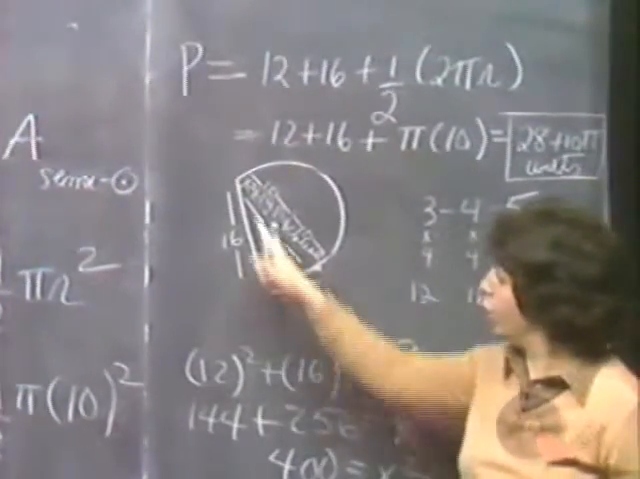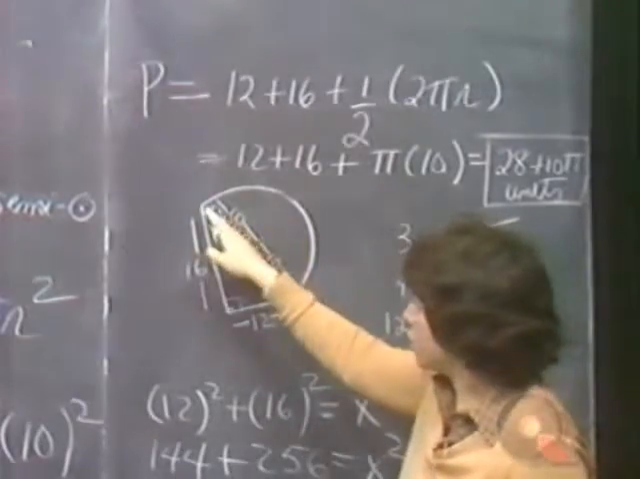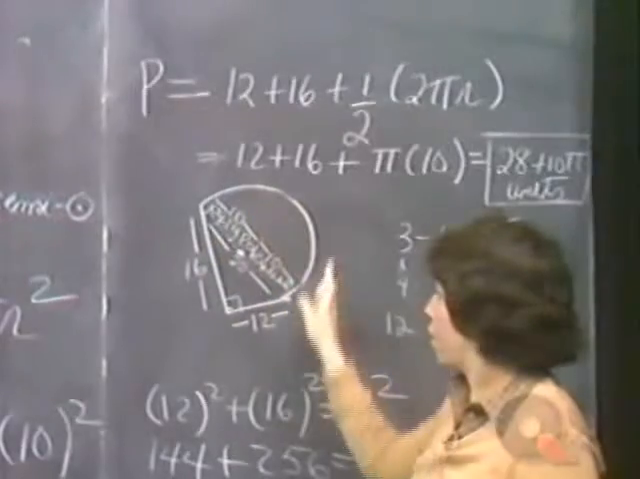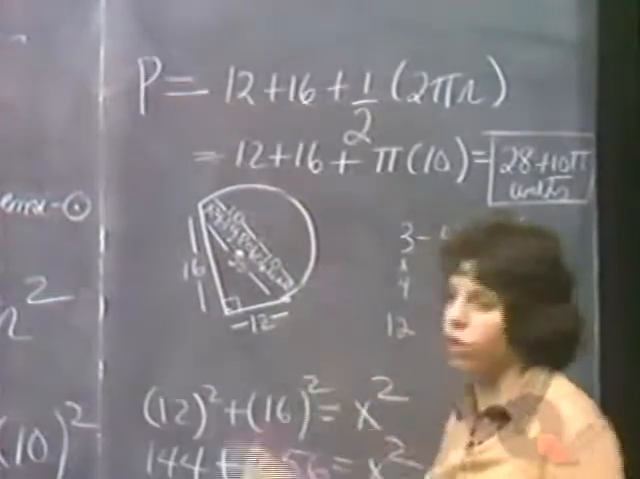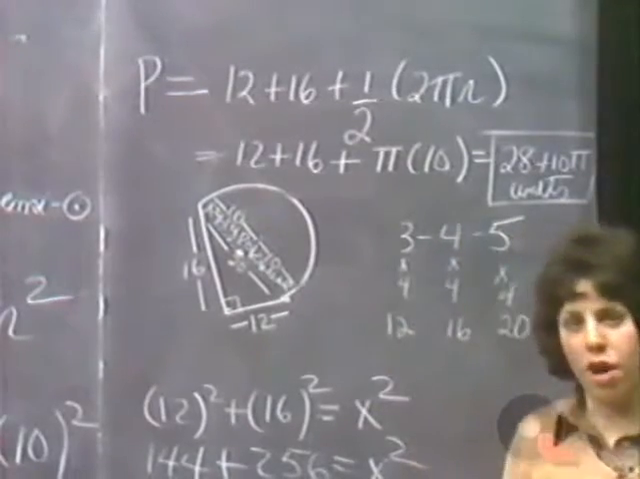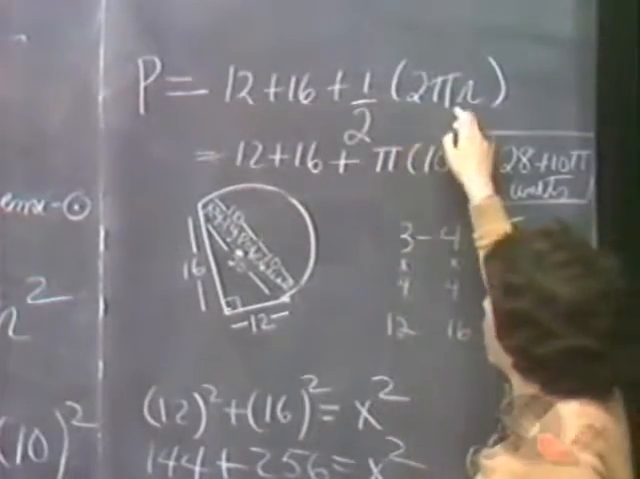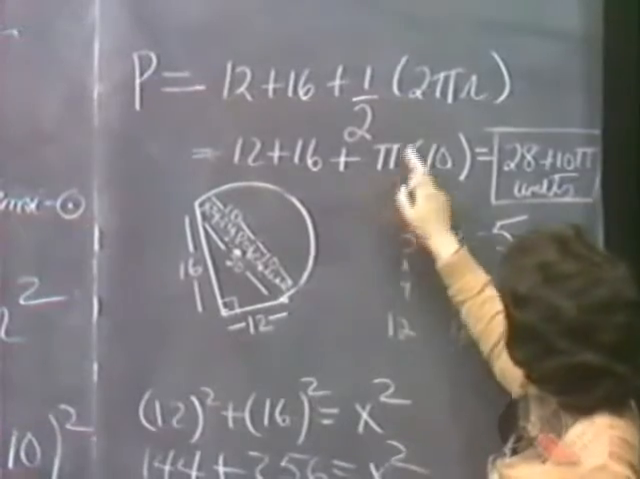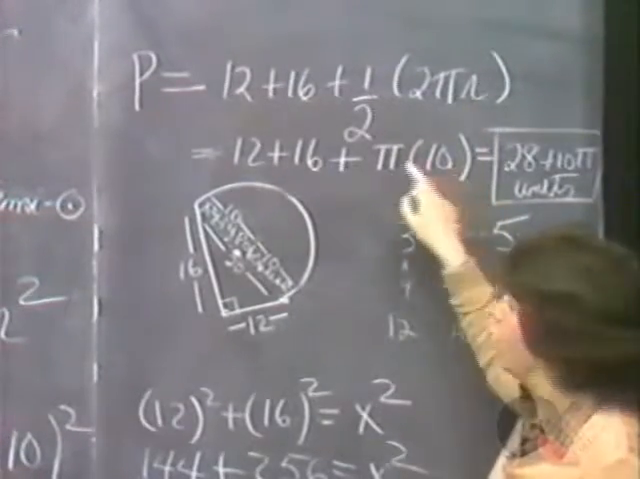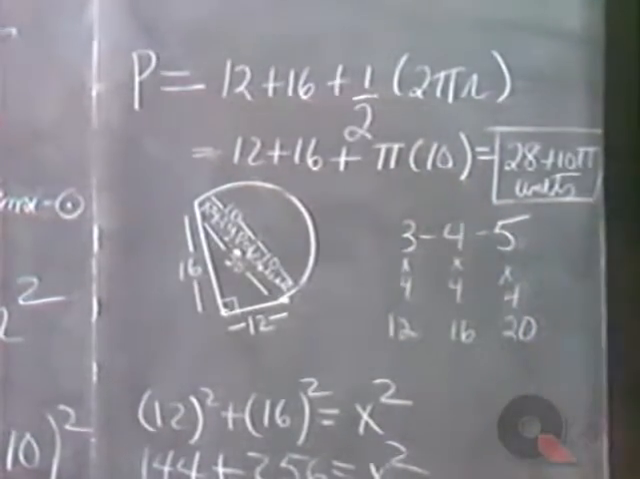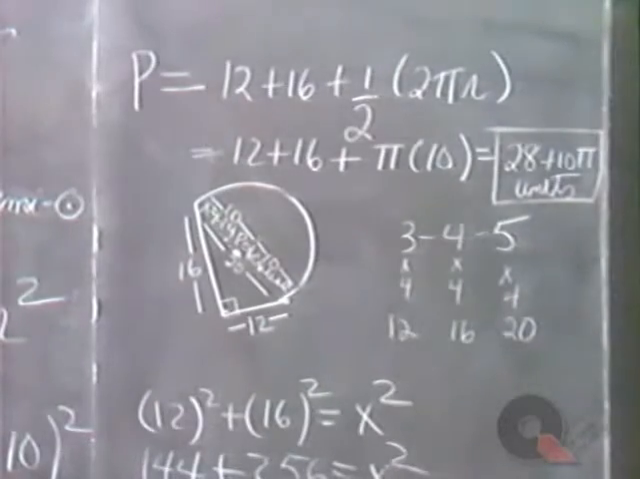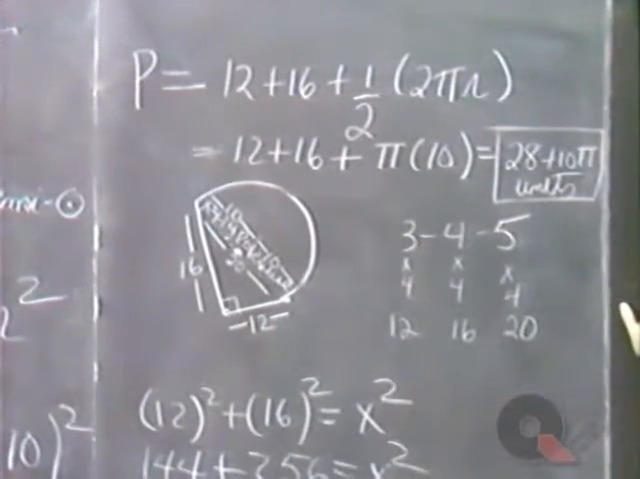It's 12 plus 16 plus this portion of the circle, which is half the circumference of the circle. The whole circumference of the circle would be 2 pi r. We have half of the 2 pi r. Half of 2 pi r is just pi r, pi times 10. 28 plus 10 pi units. And that brings us to the end of the tape.